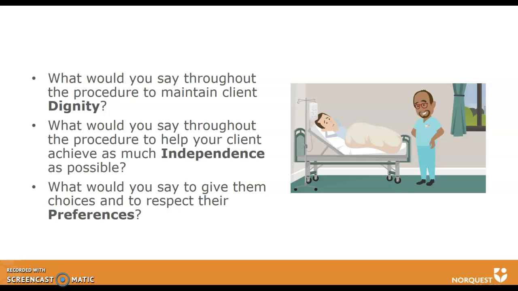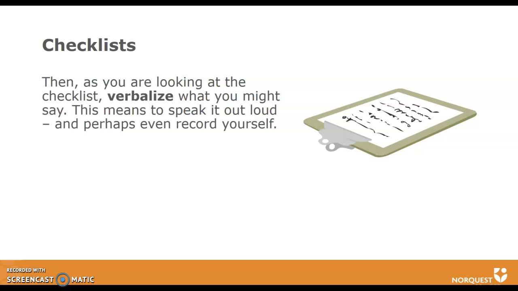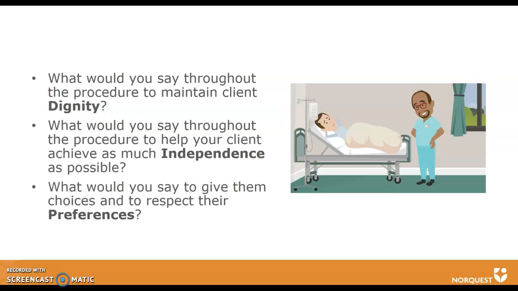What would you say throughout the procedure to maintain client dignity? What would you say throughout the procedure to help your client achieve as much independence as possible? What would you say to give them choices and to respect their preferences? Think about some of the language from the previous video.